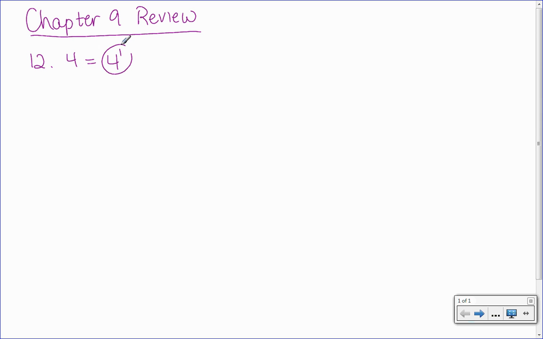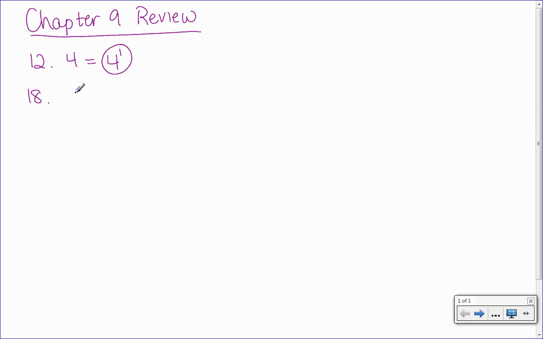This is the Chapter 9 review. So you should have these problems done, and you should have checked the odds in the back of the book. These are the solutions to the even problems. So number 12, you want to write the number 4 using exponents, and since 4 is only used as a factor once, that's just 4 to the first.